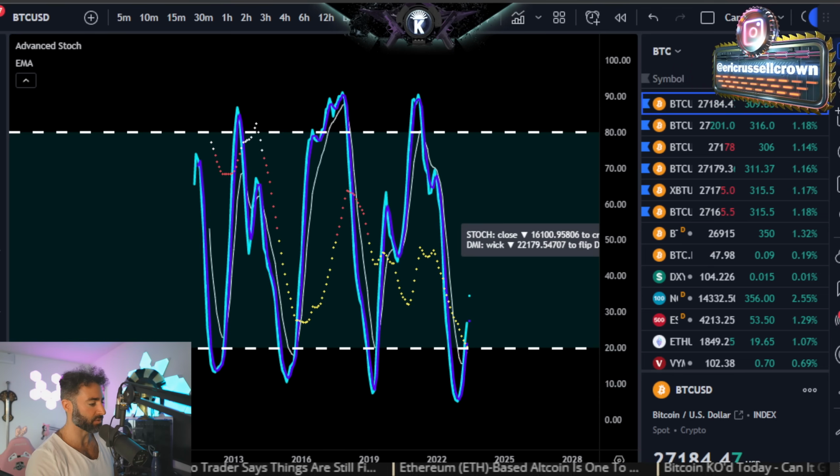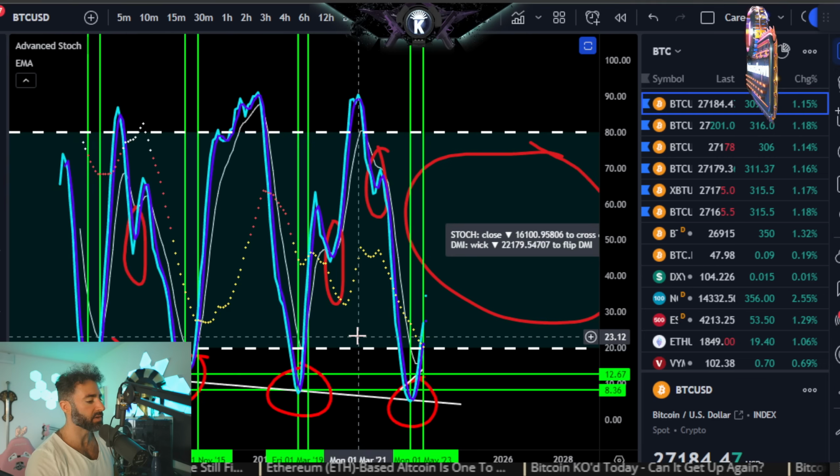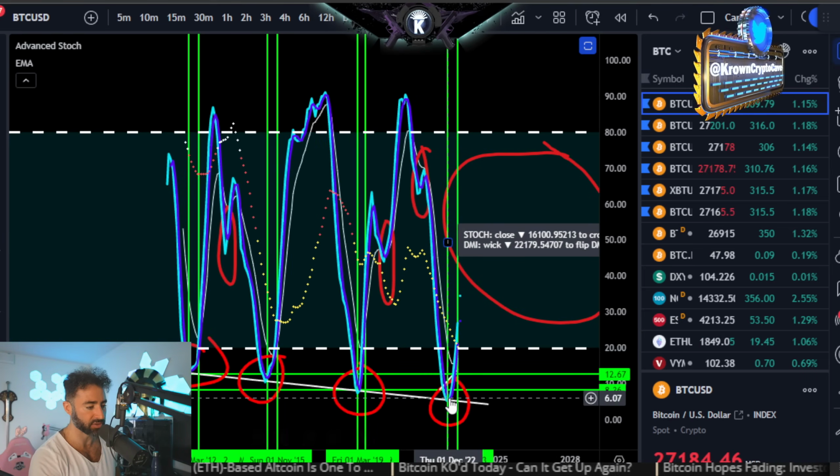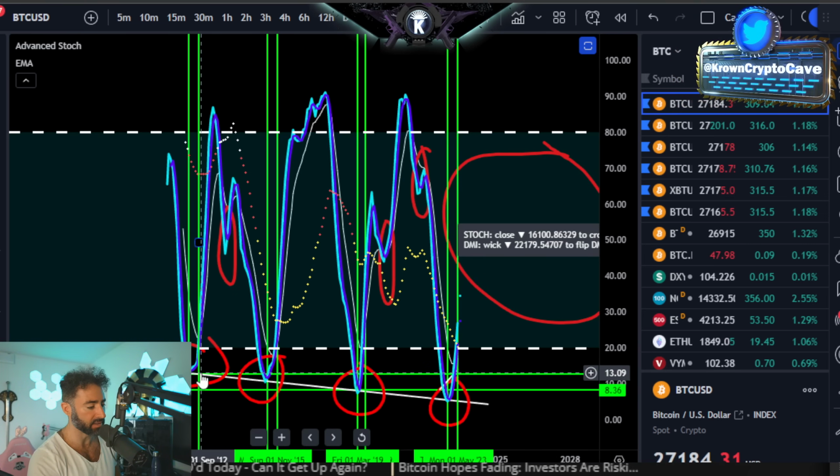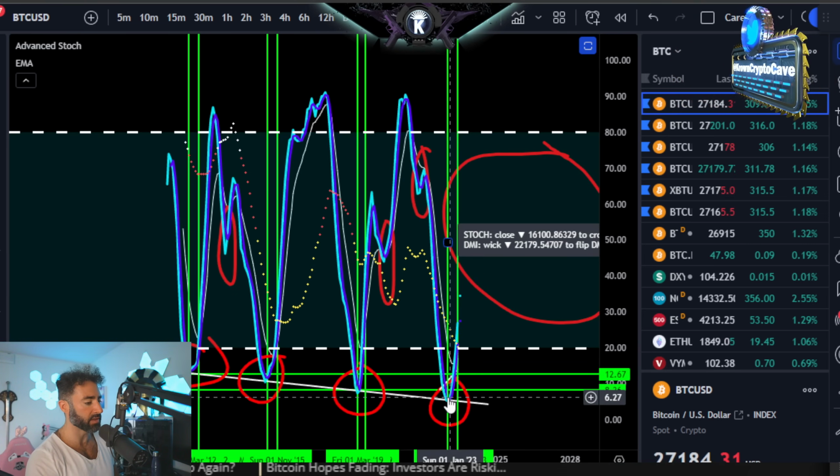And again, this is just a long-term continuation of this analysis where we saw several things. We saw the monthly stochastic turn to the upside alongside hidden bullish divergence on these higher lows on price action with lower lows on the oscillator right here.